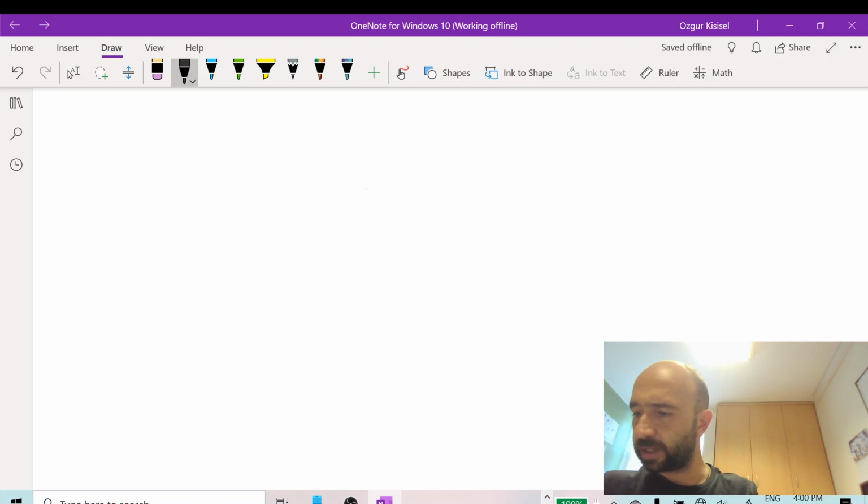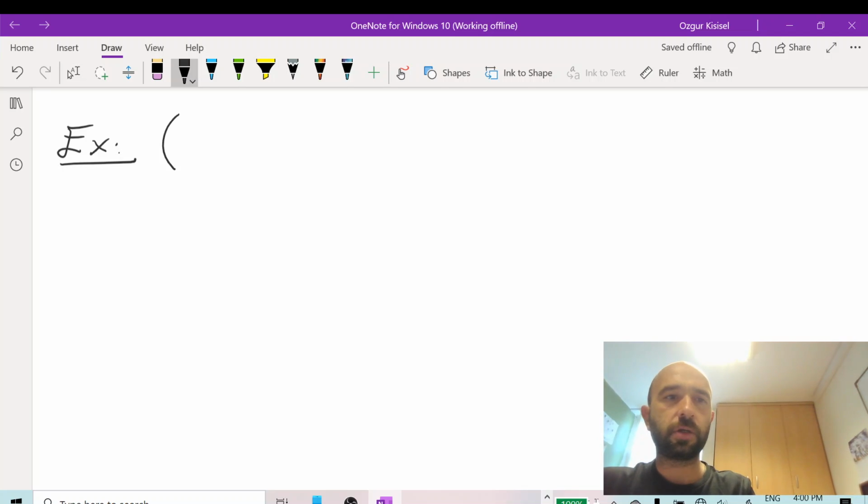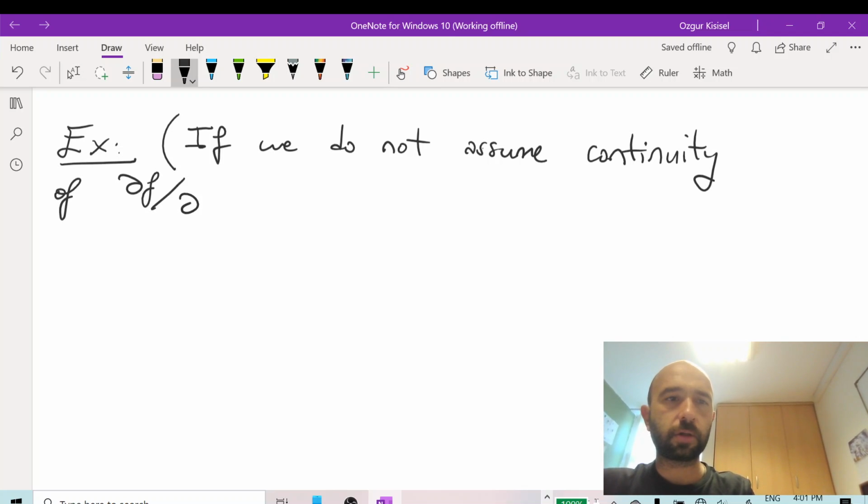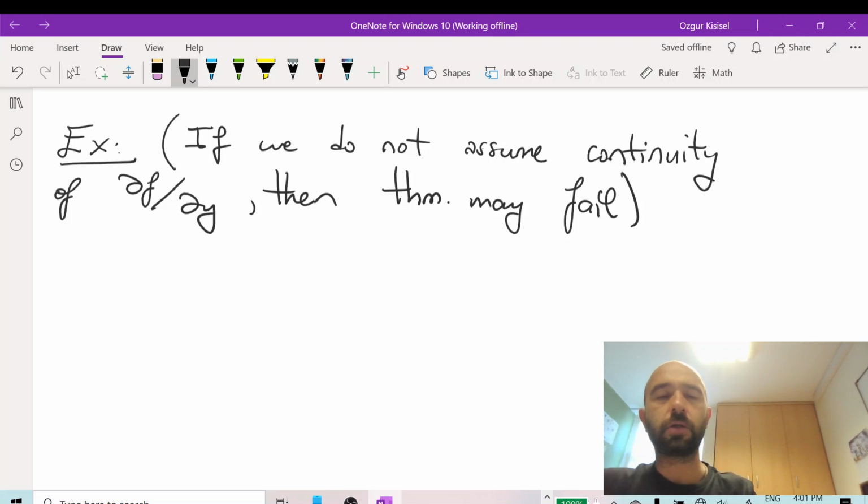Okay, now I want to give two examples. These are not problems, but rather examples explaining some of the details in this existence uniqueness theorem. So this first example is about what happens if we do not assume continuity of the partial derivative, then the theorem may fail. I'm not saying that it has to, but it may fail. Here is the example.